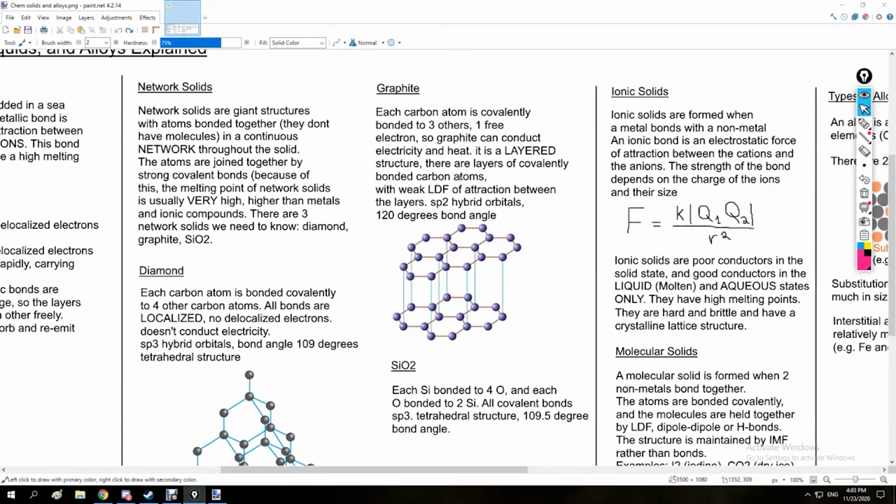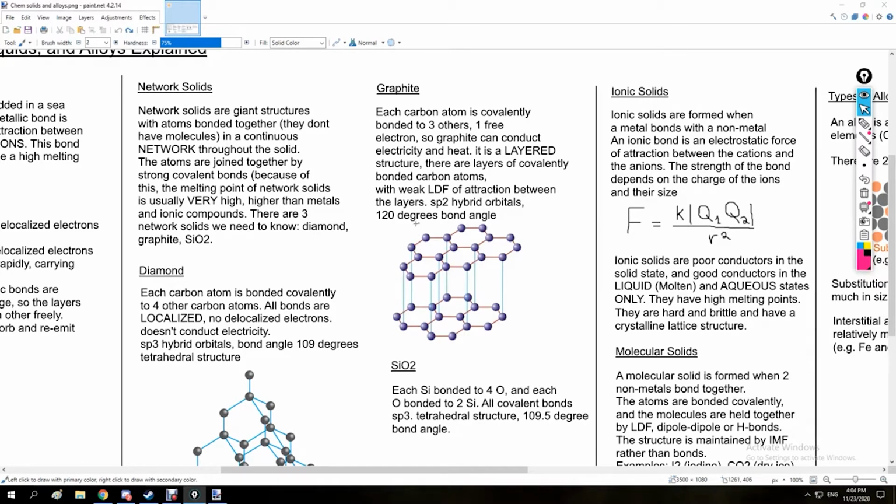So in graphite, each carbon atom is covalently bonded to three others, leaving one free electron, and because of these free electrons left over, graphite can conduct electricity and heat. It is a layered structure, which means that it consists of a lot of layers of carbon atoms bonded together, and these layers are attracted together with weak LDF forces of attraction.